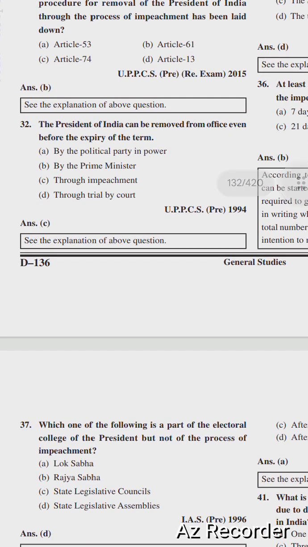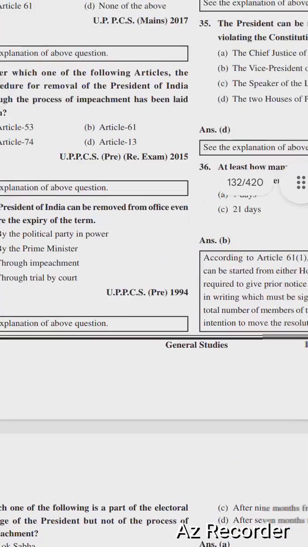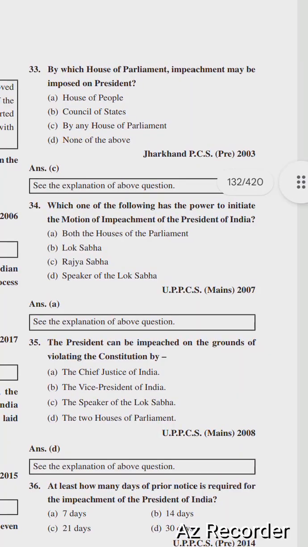So next question is, the President of India can be removed from office even before the expiry of the term by the political party in power, by the Prime Minister, through impeachment, through trial by court. Right option is option number C, through impeachment. So next question is, by which House of Parliament may impeachment be initiated against the President? House of the People, Council of States, by any House of Parliament and none of the above. Right option is option number C, by any House of Parliament.